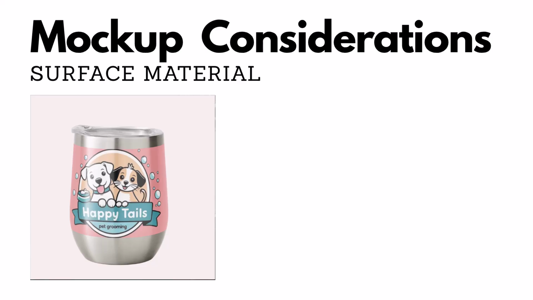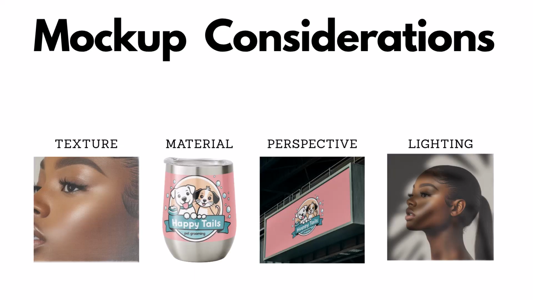And then finally, the surface material of the object, is that going to result in any sort of highlights or shadows, reflections, things like that? So these are all things we may have to consider. I say may have to consider because sometimes it's just a case of what you can get away with and still have a realistic mock-up. So we're going to look at all of that as we move forward.